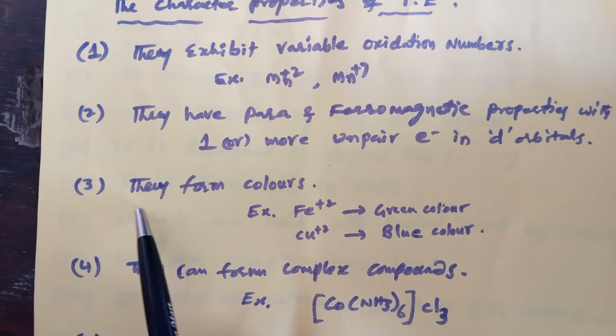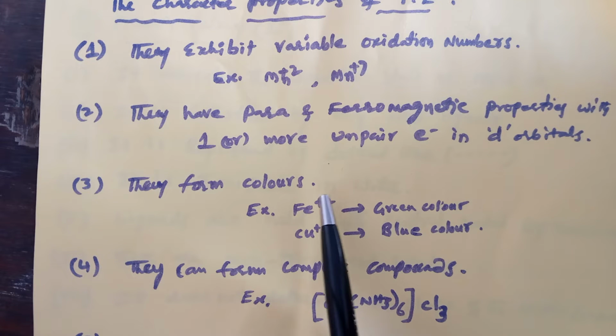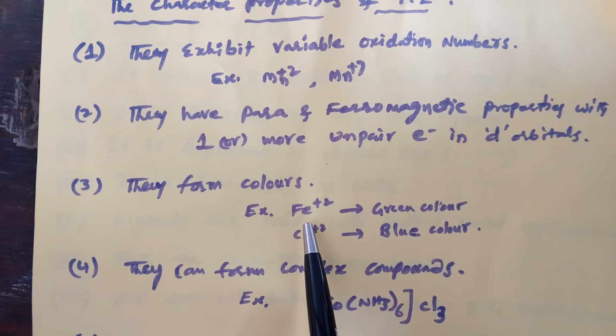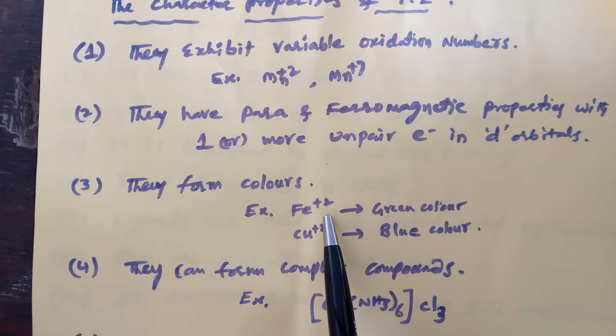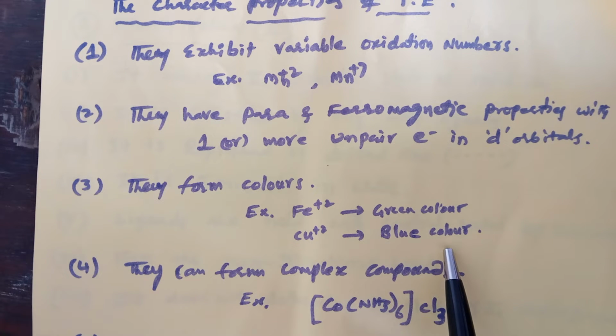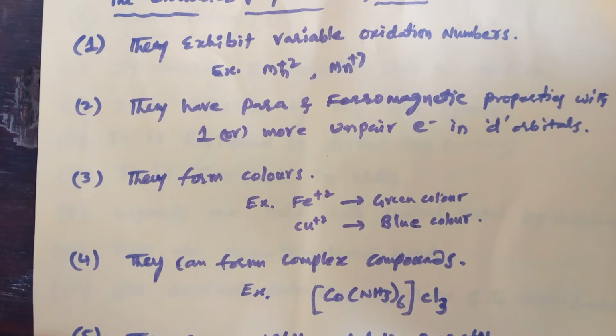The third transition property is that they form colored compounds. Due to the presence of unpaired electrons, these transition elements can exhibit the color property. For example, iron +2 exhibits green color and copper +2 exhibits blue color due to absorption of energy from the visible region.